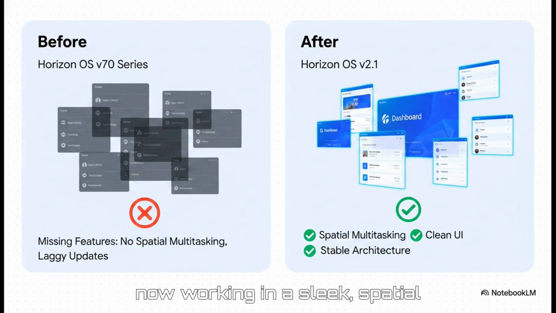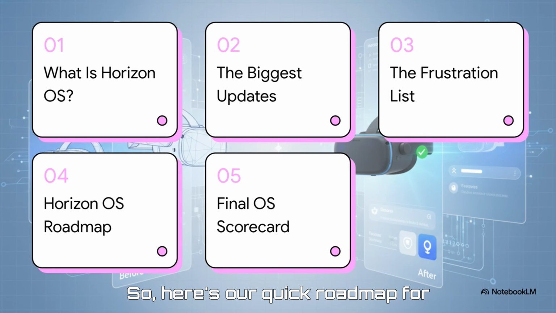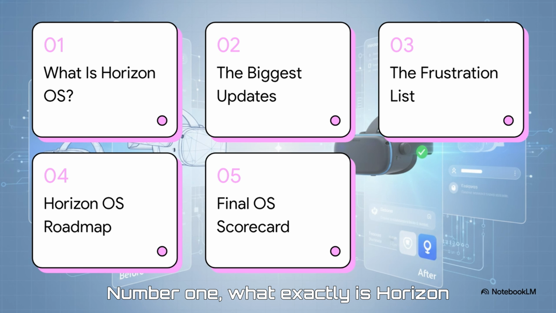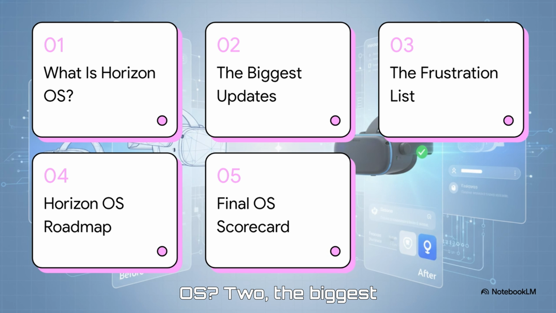We are now working in a sleek, spatial multitasking environment. It's incredibly clean, it's built on a stable architecture, and it just fundamentally changes how you interact with digital space. So here's our quick roadmap for today's explainer. Number 1. What exactly is Horizon OS? 2. The biggest updates we've seen. 3. The frustration list, because we have to talk about the bugs. 4. The Horizon OS roadmap, and 5, we'll wrap up with the final OS scorecard. Let's get right into it.